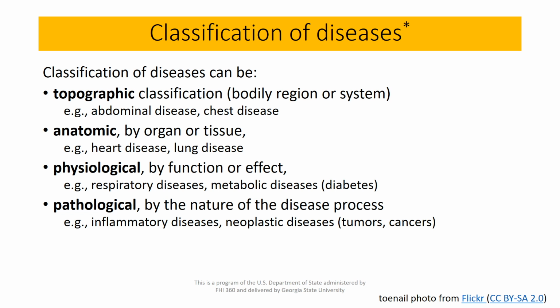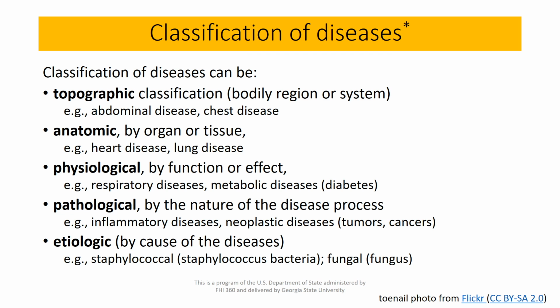You can also have a pathological classification, which is a classification by the nature of the disease process, like inflammatory disease or neoplastic disease that include things like tumors and cancers.